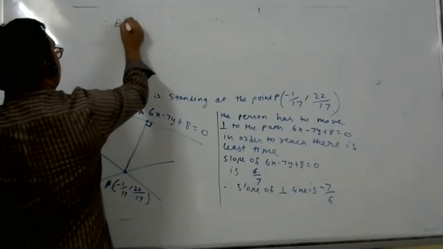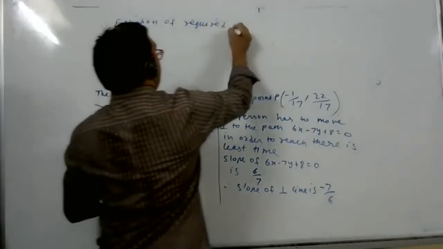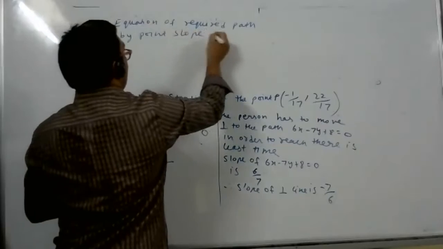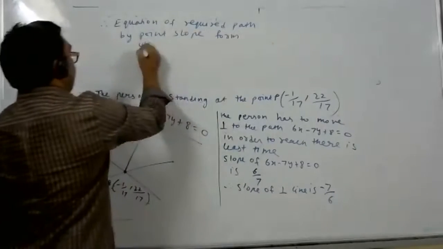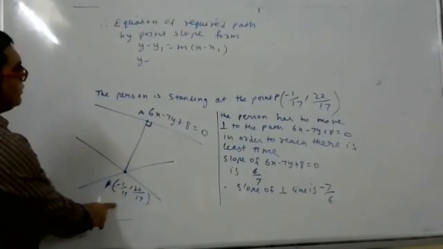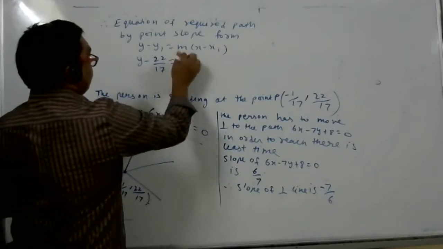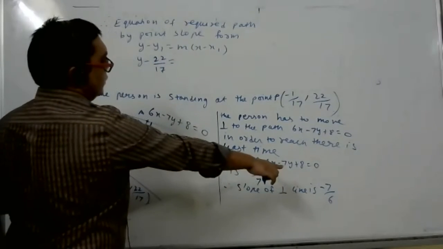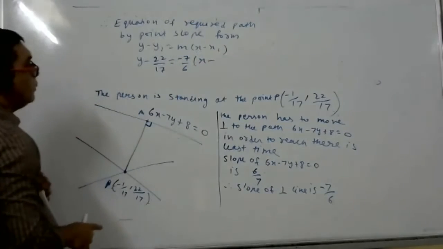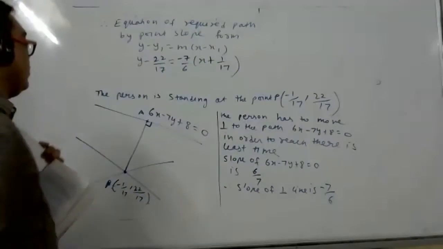Therefore, equation of the required path by point slope form. See, understand the question. It is easy only. Point slope form is y minus y1 equals m times x minus x1. What is y minus y1, student? Tell me please. 22 by 17. What is slope m? Minus 7 by 6. What is x1? Minus 1 by 17, so plus 1 by 17. So this is the answer. Now we need to simplify.